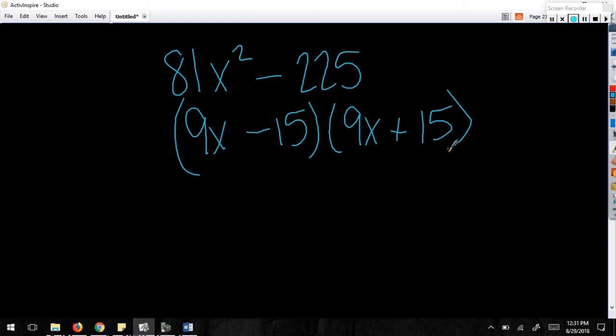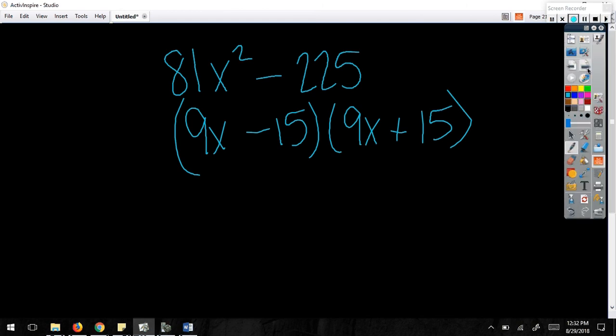Easy? Just remember, if that was 81x squared plus 225, it would not work. Okay. Only when it's a difference. Say again? Is there like a special pattern for the plus? No. And actually, if this was 81x squared plus 225, it would be a cannot be factored. There are no two terms that multiply and add right. All right, are we good on difference of two squares? That's the easy one. The difference of two squares we will use over and over and over and over again.